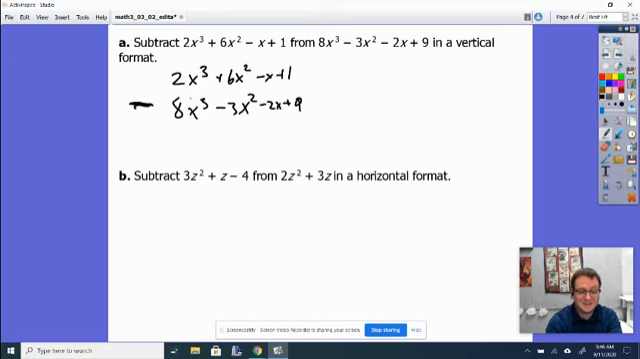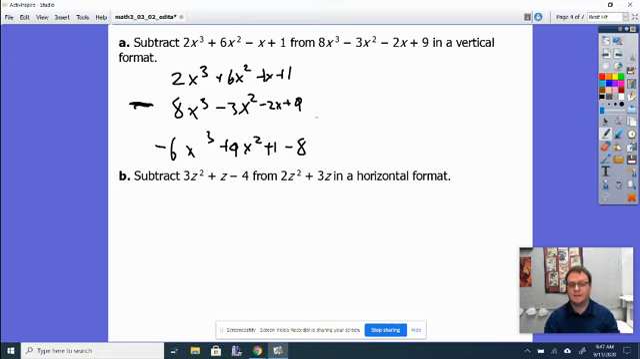2 minus 8 minus 6, x cubed. This is where it gets tricky. 6 minus minus. Negative negative gives me a positive. So really I'm doing 6 plus 3, so it's going to be plus 9x squared. Again, same thing here. Minus 1 because of that invisible 1. Minus minus plus 2. So it's going to be a plus 1. 1 minus 9 minus 8.